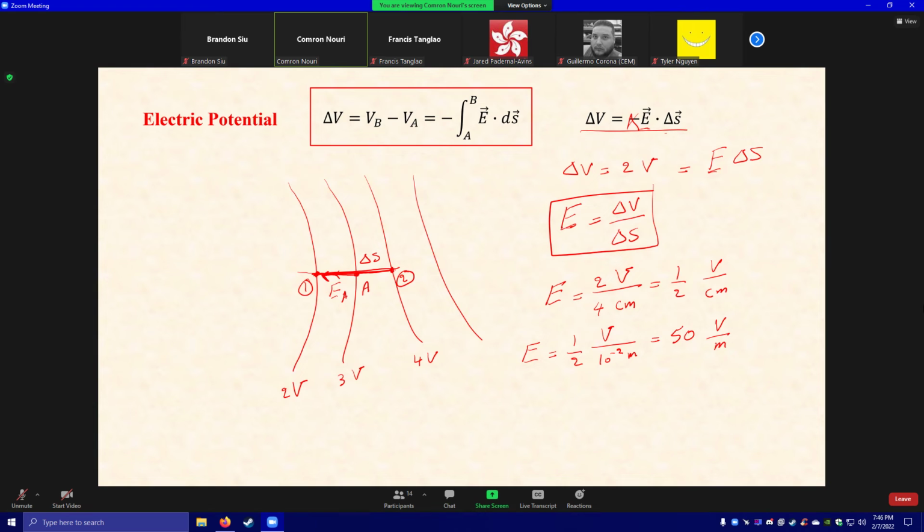So you need to find the magnitude and direction. The magnitude is delta V over delta S if you go along the electric field direction. If you move along the electric field direction, or perpendicular to equipotentials roughly, you can calculate the electric field intensity at that point by delta V over delta S.